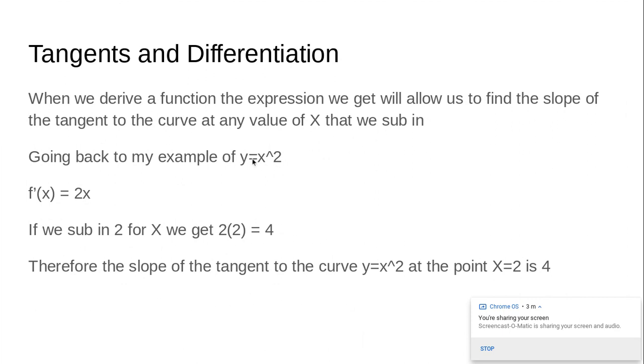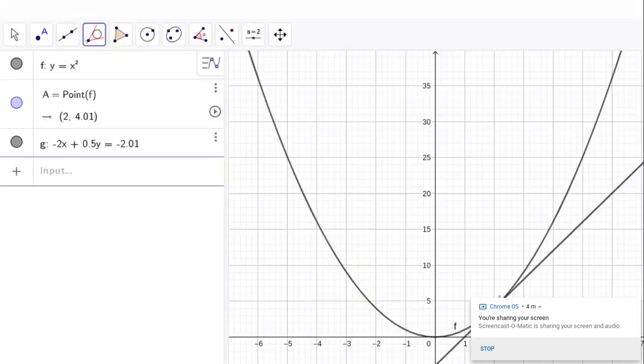So going back to my example, y equals x squared, when we derive it, our first derivative is 2x. This is actually an equation for a slope. Not any slope, but rather the slopes of the function y equals x squared. So now, subbing in, say I want to get the slope of the tangent at x equals 2, I'd sub in 2 for x here, so we'd have 2 times 2 equals 4. Therefore, the slope of the tangent to the curve y equals x squared at the point x equals 2 is 4.